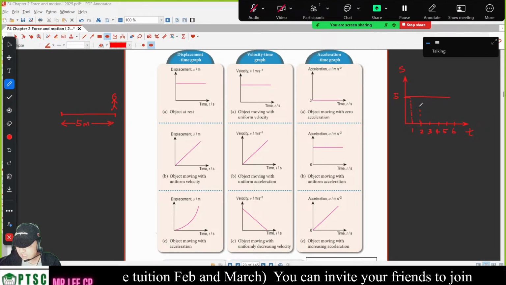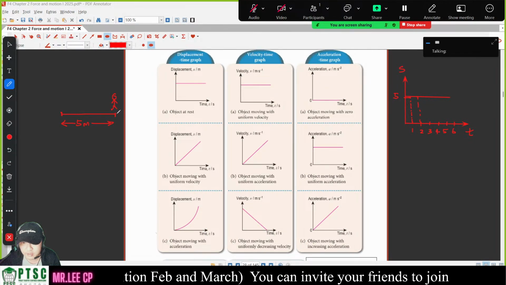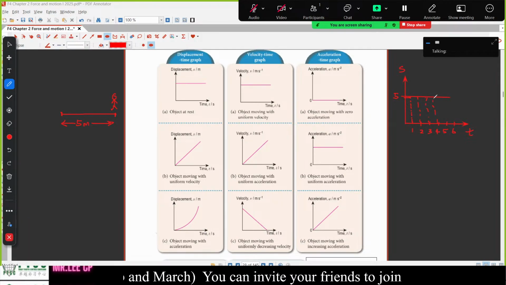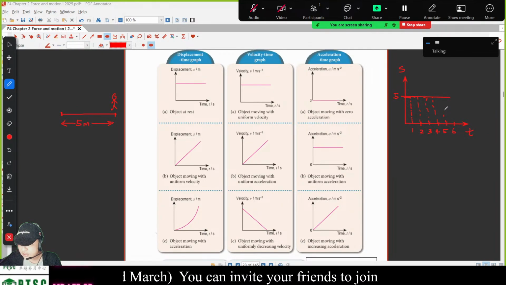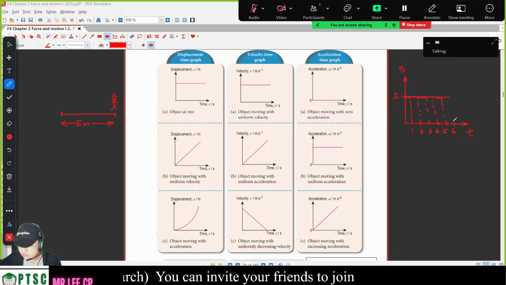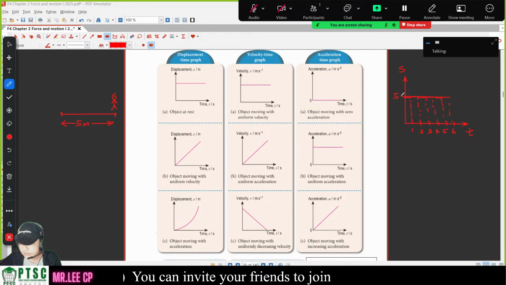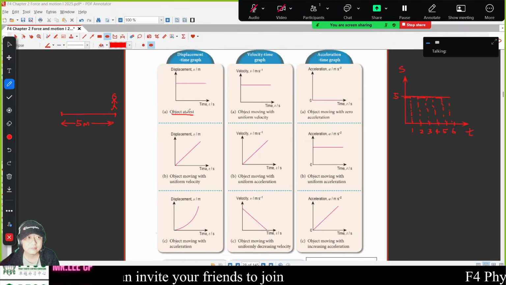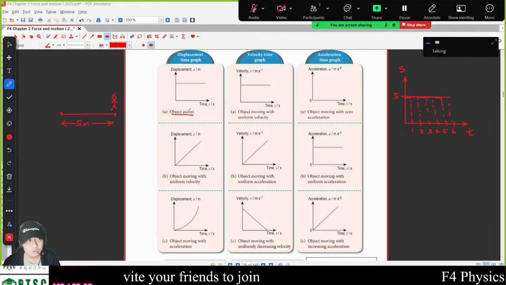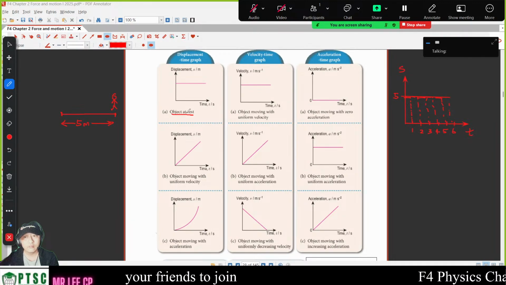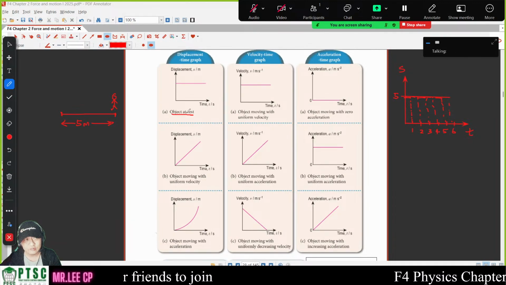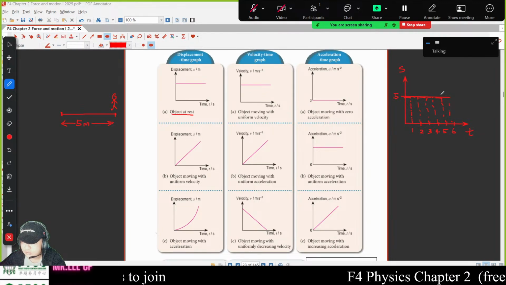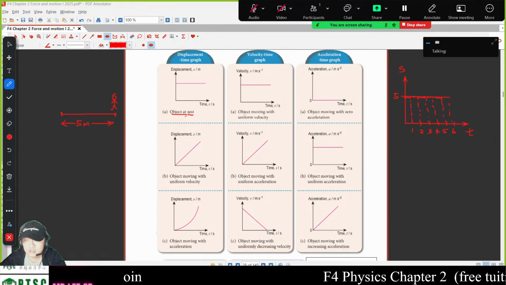First second, I am at 5 meter. Second second, where am I? I am still at the 5 meter. Third second, where am I? I am still here. Fourth second, where am I? I am still here. Fifth second, where am I? I am still here. Sixth second, where am I? I am still here. So this object is at rest, not moving. 它没有动。Okay, this object is at rest, not moving. Alright. So when you see the ST graph is horizontal like that, it is not moving.